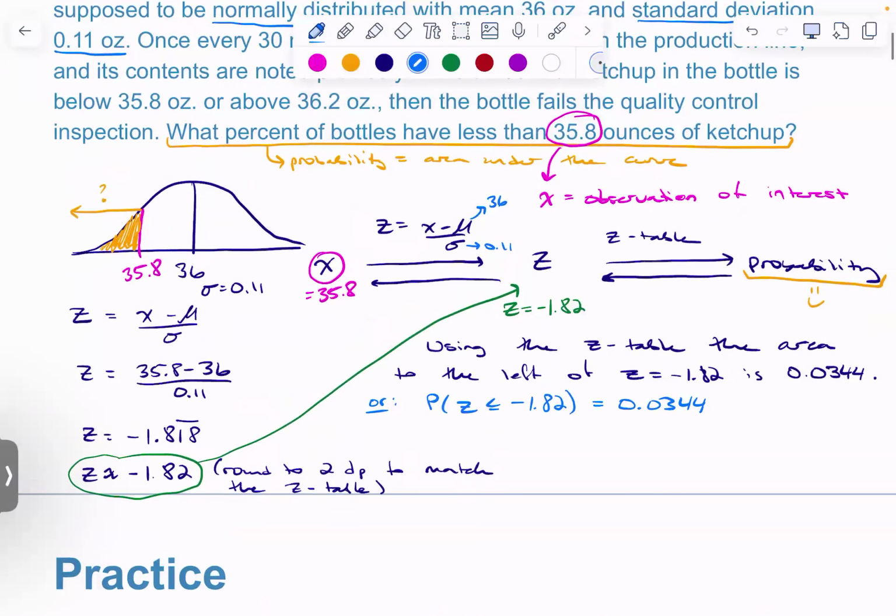So then, if probabilities are the same as percentages and proportions, then what percent of bottles have less than 35.8 ounces of ketchup? Well, 3.44% of bottles have less than 35.8 ounces of ketchup. Therefore, 3.44% of bottles have less than 35.8 ounces of ketchup.